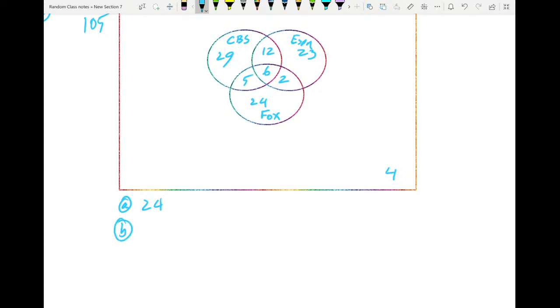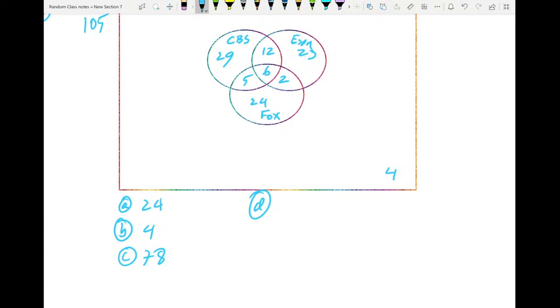B is how many of these sports fans did not read any one of these websites, which is easy. It's right over here. C, how many of these sports fans read CBS Sports or Fox Sports? So we're talking about CBS and Fox. They can read that, so I've got to add all these numbers. 29 plus 12 plus 6 plus 5 plus 2 plus 24. 78.